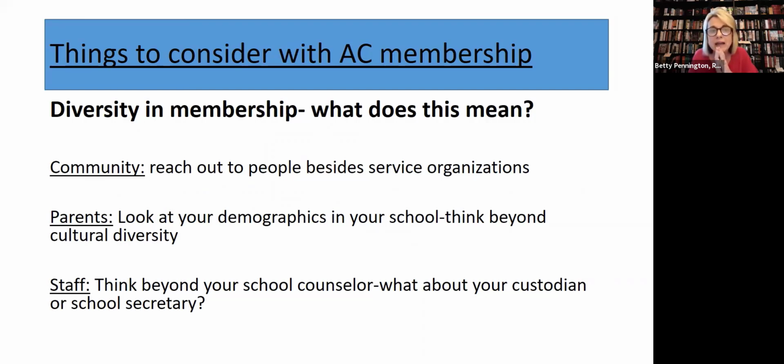So with the community, it's important to reach out to businesses besides those agencies or organizations that you work with. With parents, think about the demographics in your school. Think beyond that cultural diversity. Think about who you serve. Think about those parents, maybe those relatives raising groups. And then your staff. Think beyond your school counselor. What about having your custodian or your school secretary serve on your council? Think about those things in general.